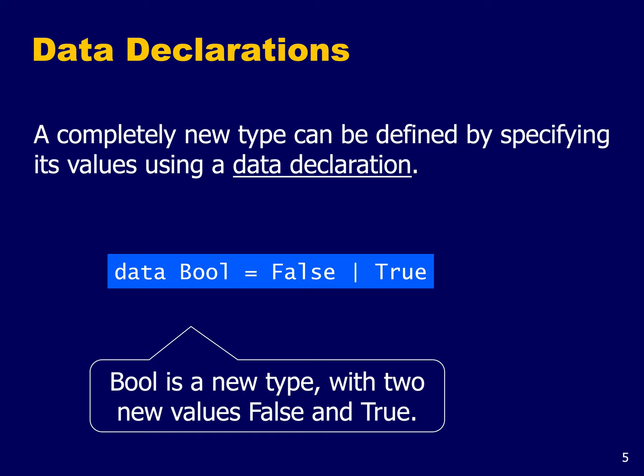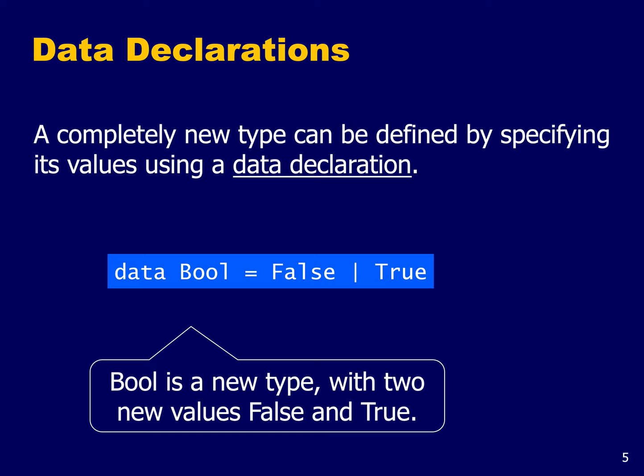So this brings us on now to the second of the two ways to declare new types in Haskell, which is the data declaration mechanism. So the idea is that a completely new type can be defined by specifying its values using a data declaration. So what we've got here in the blue box is an example of this from the Haskell standard library. And notice here we're using the data keyword rather than the type keyword. Type introduces a new name for something which already exists. The data keyword introduces a completely new type. And you simply explain what the values of the type are.